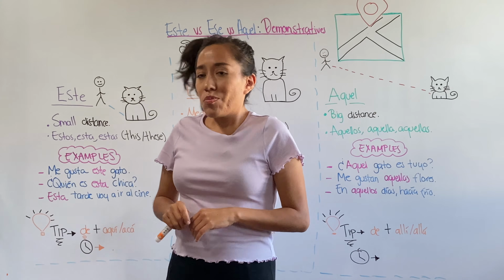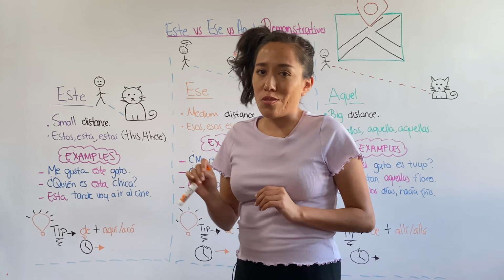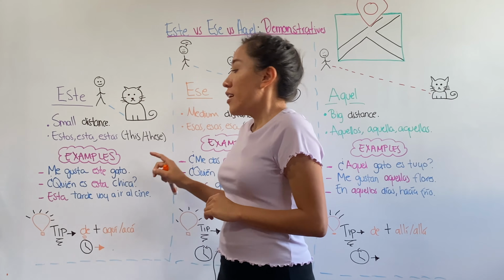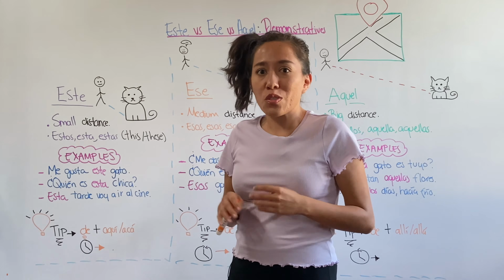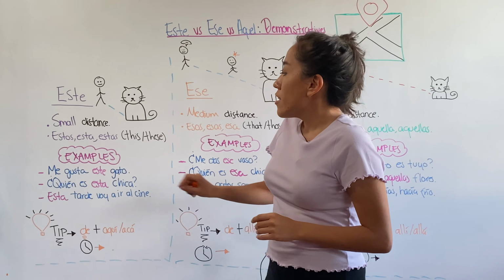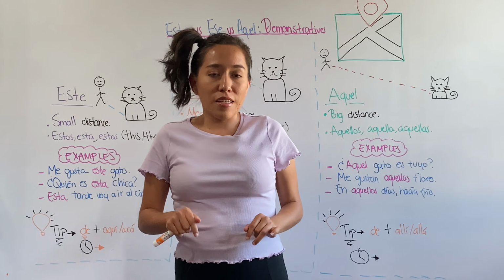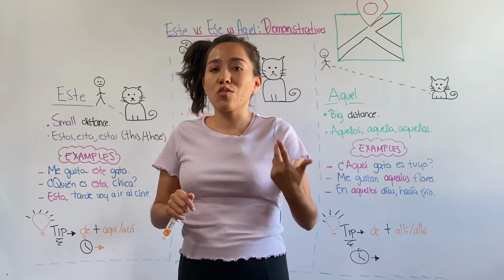Let me give you an example. Me gusta este gato. I can touch it if I want to. I don't want to, but I could. Second example. ¿Quién es esta chica? Who is this girl? Dude, she's going to listen to you. She's right there. Third example. Esta tarde voy a ir al cine. This afternoon, I'm going to go to the movies.